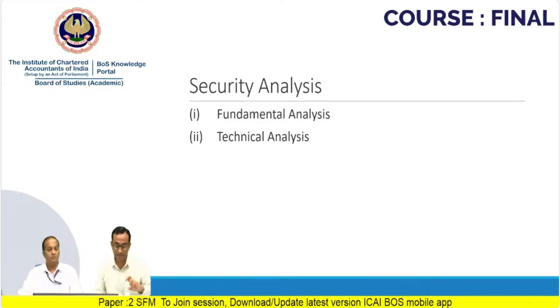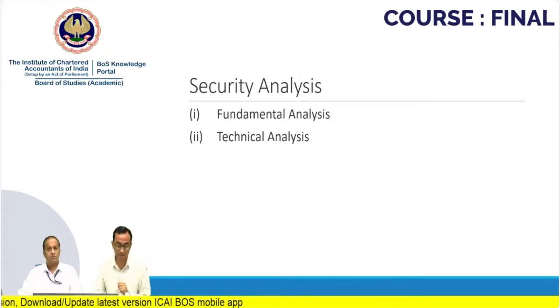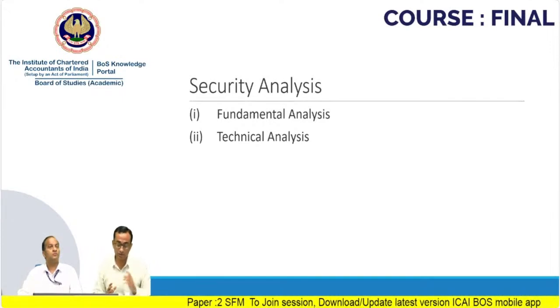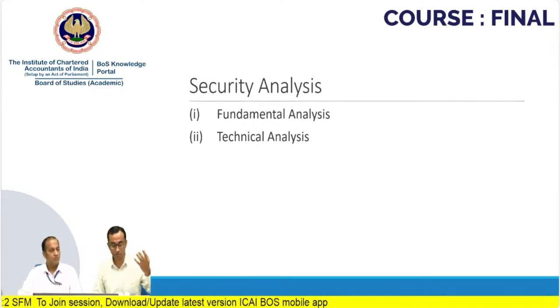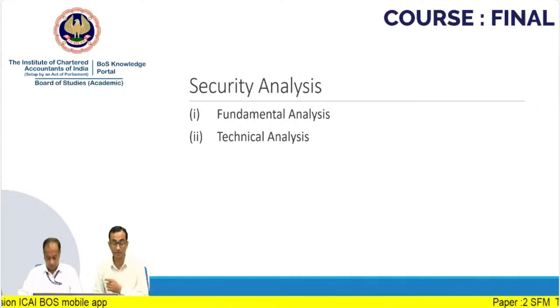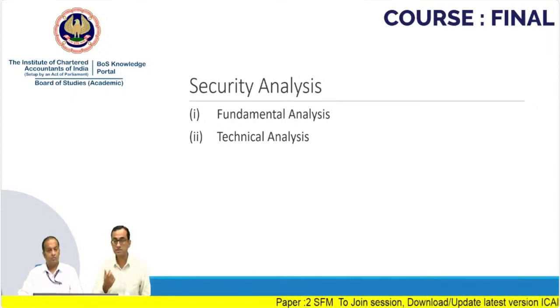Now, the next is semi-strong form of efficiency. Semi-strong form of efficiency means the market reflects not only the past information, but also the publicly available information. Let us consider another simple example.